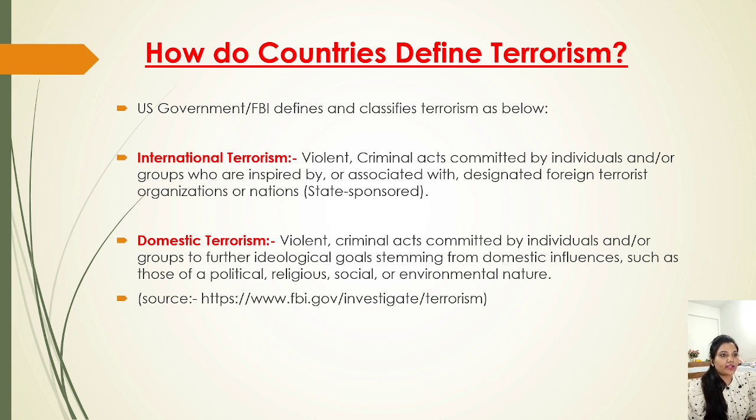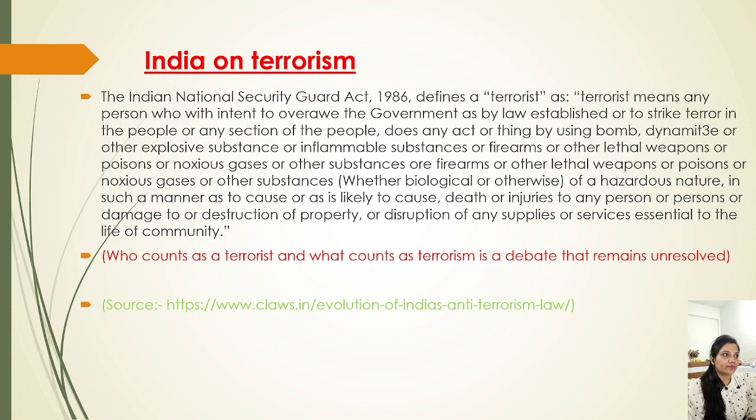The US government's FBI defines and classifies terrorism as below. International terrorism: violent criminal acts committed by individuals or groups who are inspired by or associated with designated foreign terrorist organizations or nation-state sponsors. Domestic terrorism: violent criminal acts committed by individuals and or groups to further ideological goals stemming from domestic influences, such as those of a political, religious, social or environmental nature.